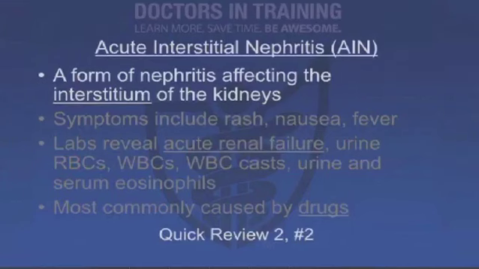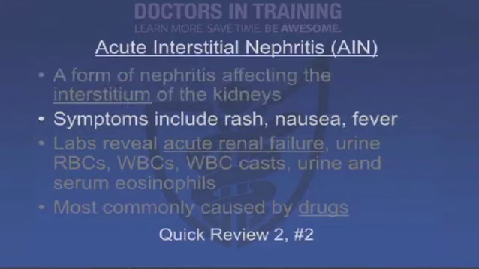Next, what is acute interstitial nephritis? So this question seems to almost come out of nowhere, but we'll explain it here in a second. So it's a form of nephritis affecting the interstitium of the kidney. So the name itself just describes what it is. Now, symptoms are sometimes vague. You can have a rash, you can have nausea, maybe some fever, maybe upset stomach. It's not real specific to acute interstitial nephritis.